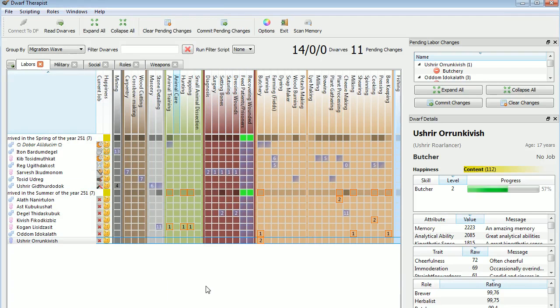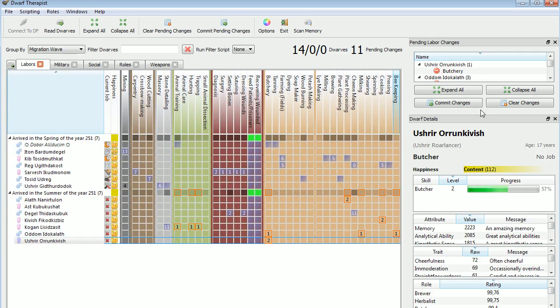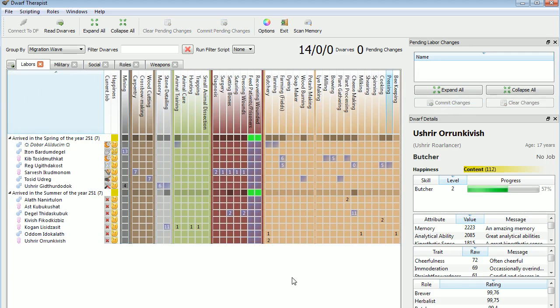And after I have done this, disabled all the labors, I will commit the changes, and then I start looking at the skills they have and see if they will take over or start doing that labor.